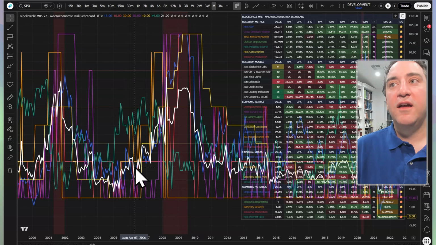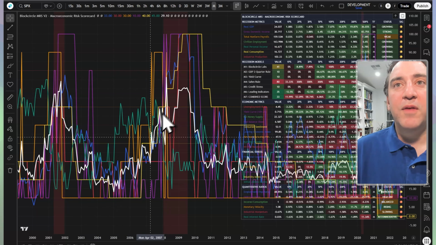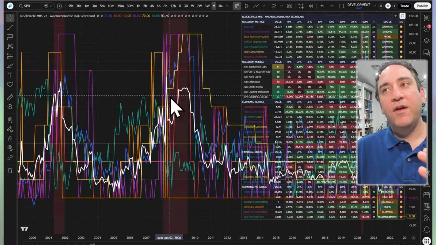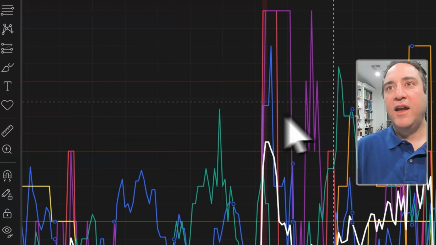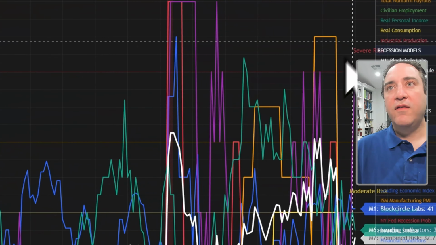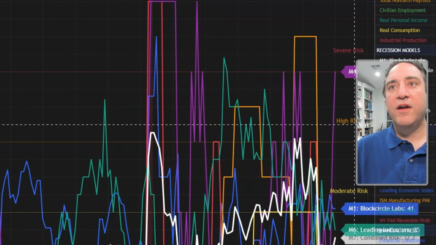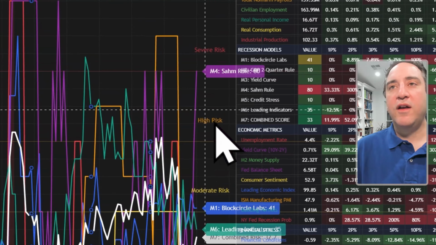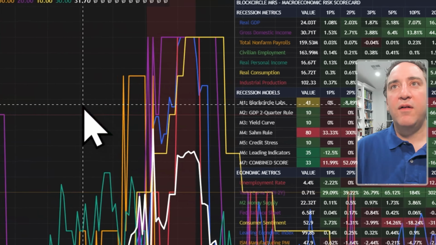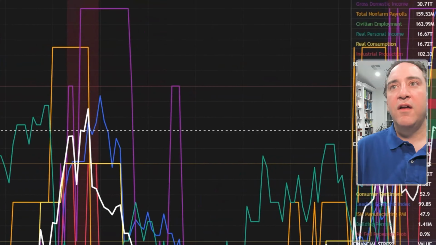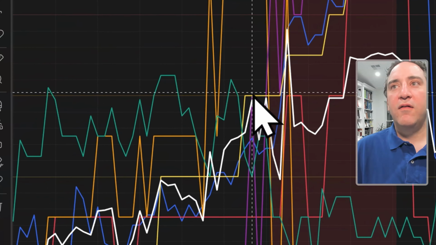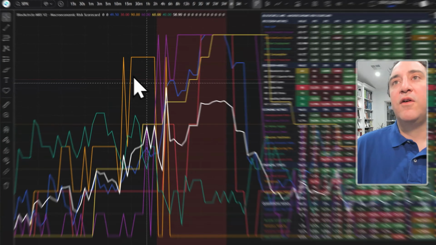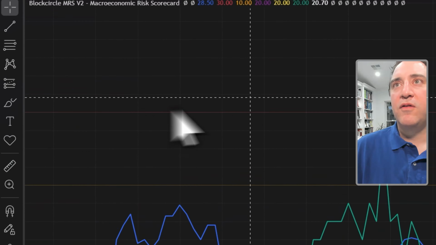But you could see how the different models were beginning to trend up several months ahead of time, right? And when they started hitting, so if you see this, severe risk, high risk, moderate risk, low risk, and minimal risk. Whenever it started hitting above 60, it was considered high risk. And you could see that very clearly when it started hitting 60, right? And so you can get a multi-month advance notice. That's the whole entire point of the macroeconomic risk scorecard.